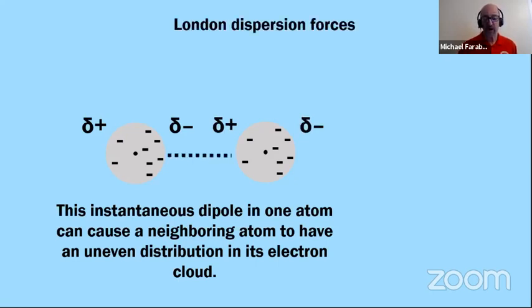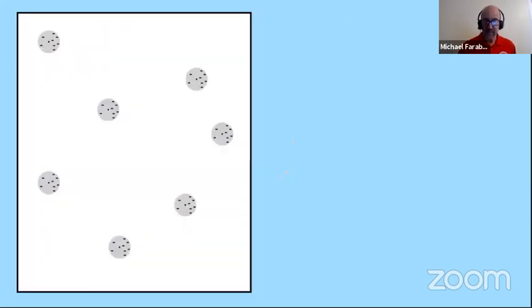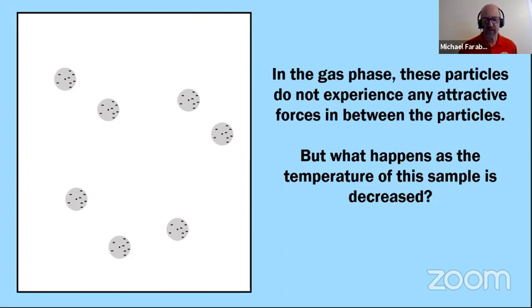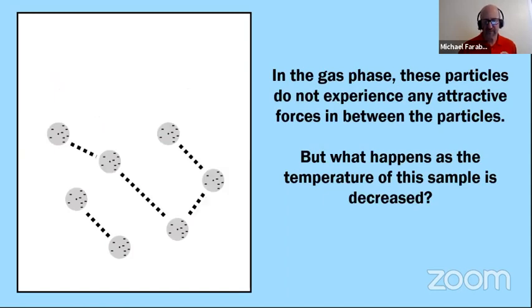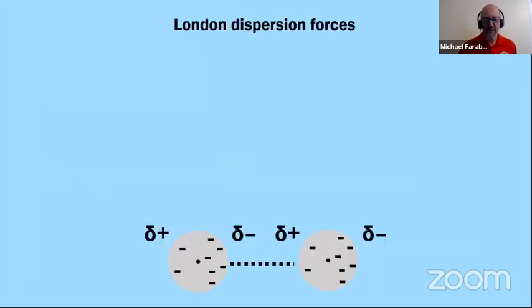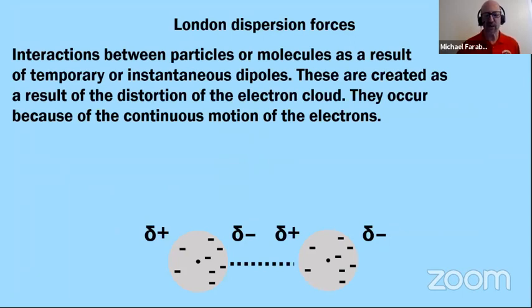So I'm going to explain a little bit more about London dispersion forces. We start with a gas, and now we're going to take this gas and lower its temperature. In the gas phase, these particles do not experience any attractive forces. But what happens if the temperature of this sample is decreased? As it slows down, the particles start moving closer together. Eventually, the particles begin to experience attractive forces. London dispersion forces are the interaction between particles or molecules as a result of these temporary or instantaneous dipoles. It's because of the distortion of the electron cloud.